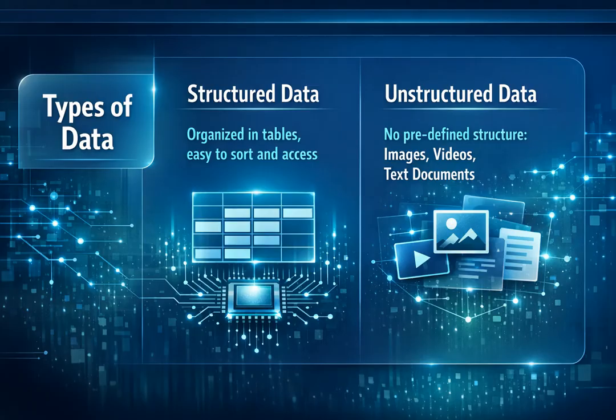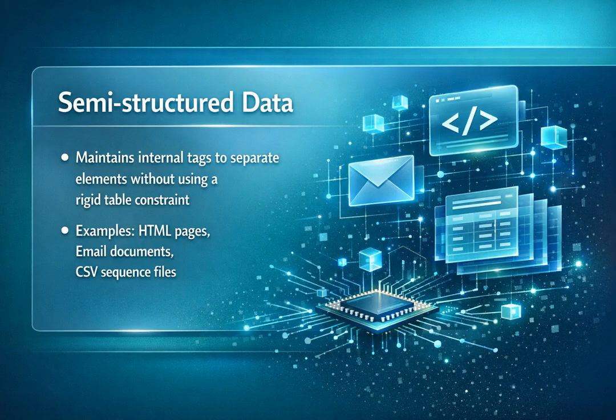Data comes in different types. Structured data follows strict tabular formatting. Think spreadsheets, where it's easy to search and sort. Unstructured data is exactly the opposite. Images, videos, and large text documents do not follow a simple, predictable table. Between those two is semi-structured data. This type doesn't use rigid tables, but instead relies on internal tags to separate elements. Great examples of this are HTML web pages, email documents, and CSV files.